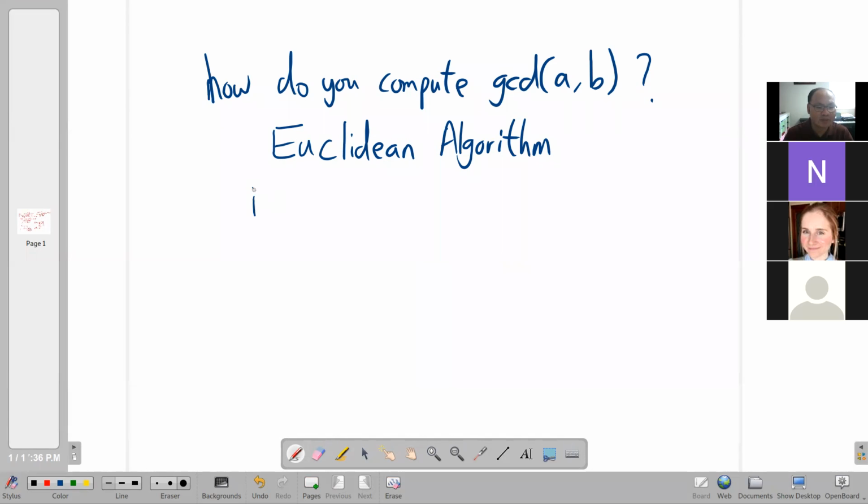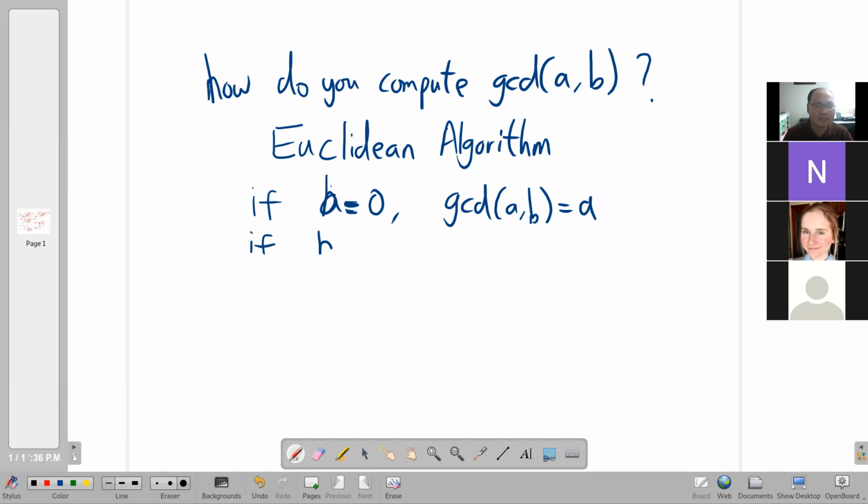Maybe I'll just write it in recursive form. Let's say if B is 0, then the GCD of A and B is equal to A. Doesn't matter if A is 0 or not. If A is 0 as well, then the GCD is 0. If A is non-zero, then the GCD is A.